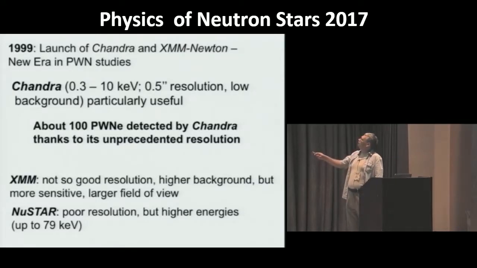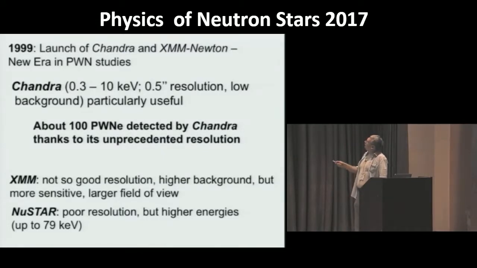There was a big step forward in terms of studies of pulsar wind nebulae, which came with the launch of Chandra and XMM-Newton. Of course, everyone by now knows what these observatories are, what range of energies they observe, and how great the resolution is, really comparable to the resolution of optical telescopes, 0.5 arcseconds for Chandra. For XMM, it's maybe not so good, but it has a much larger collecting area and a larger field of view, but also the disadvantage of a higher background. Both observatories are useful, but Chandra is particularly useful for compact or very faint pulsar wind nebulae. By now, if you count all these tiny faint pulsar wind nebulae, around 100 have been detected in X-rays. And more recently, there is also a hard X-ray telescope, NuSTAR, that has poorer resolution, worse than XMM, but it goes to higher energies.